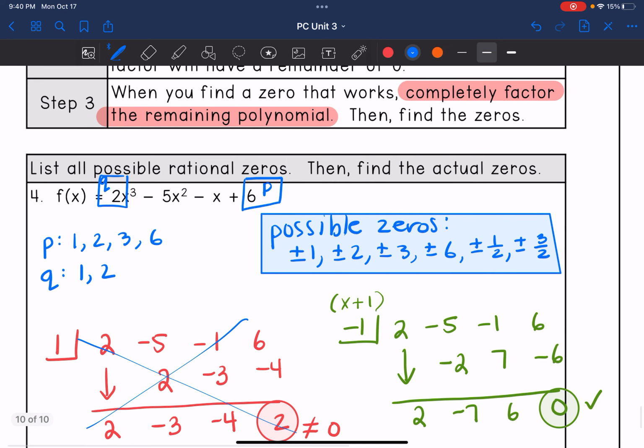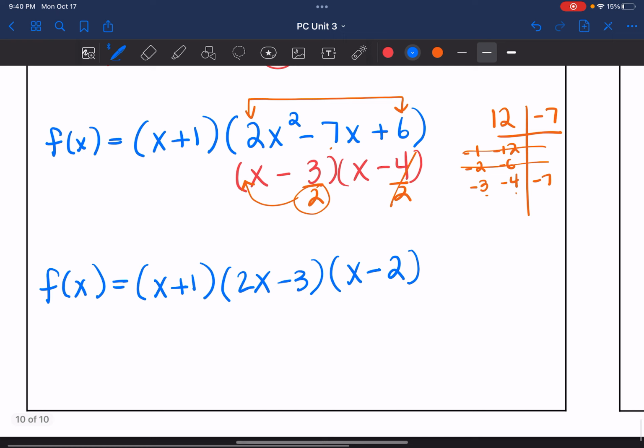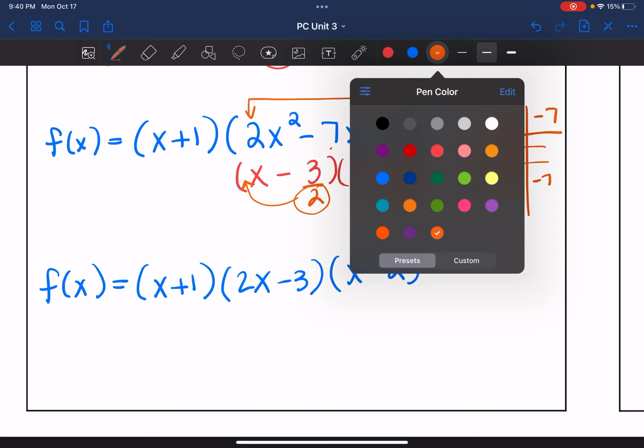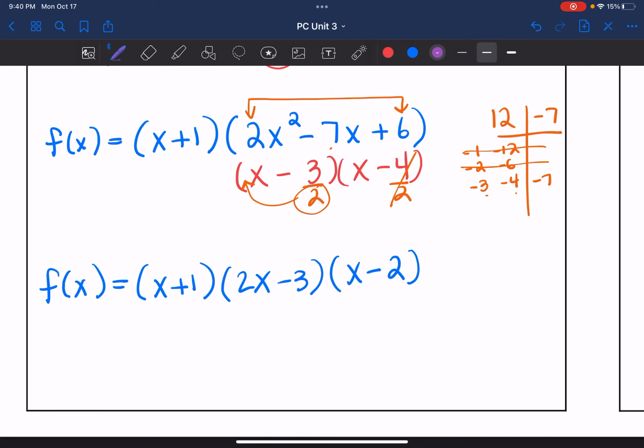But the question was asking us for the actual zeros, so that means we need to solve each one of these. So what I'm going to do is set each one equal to 0. x plus 1 equals 0. So that means that x would equal -1. So that is one answer. 2x minus 3 equals 0. Add 3 and then divide by 2. So x equals positive 3/2.